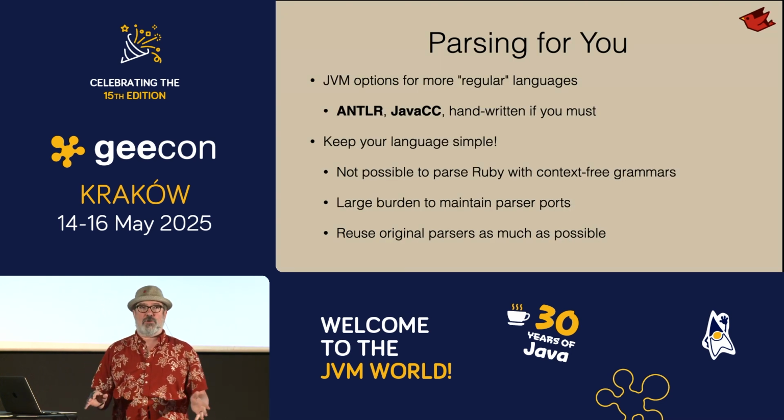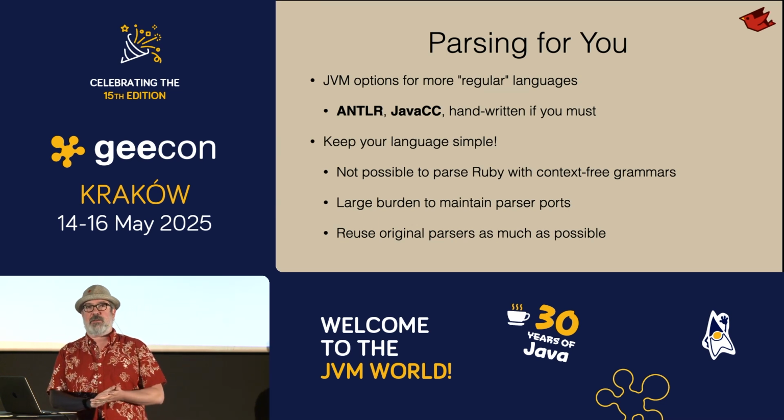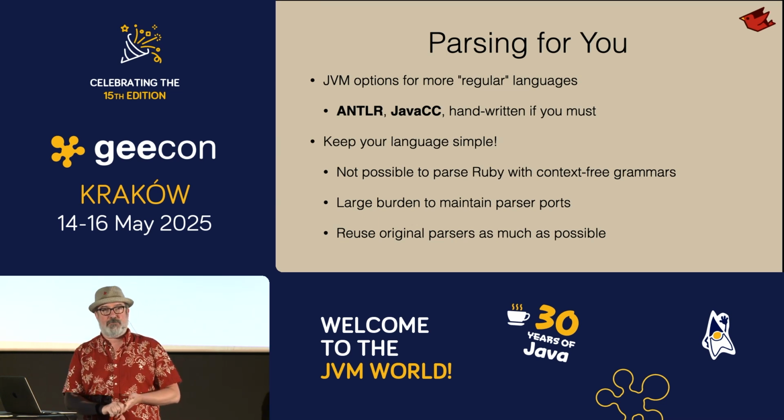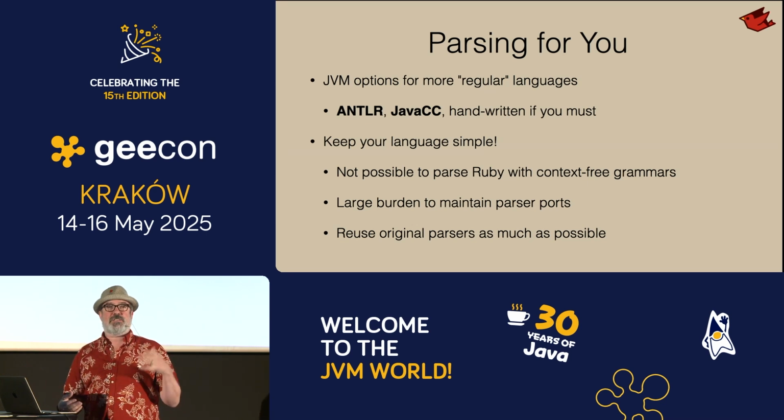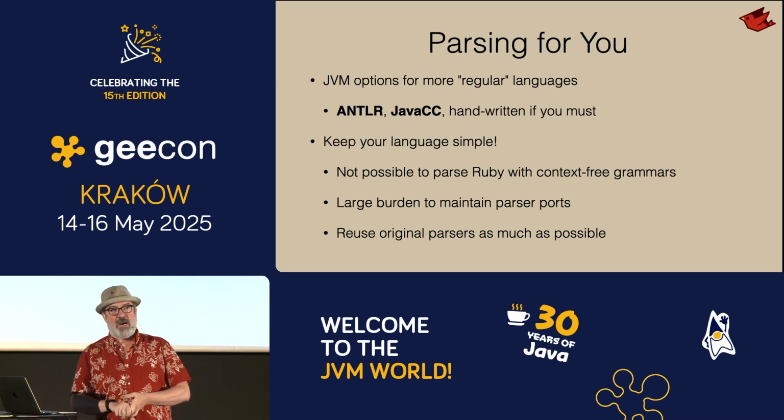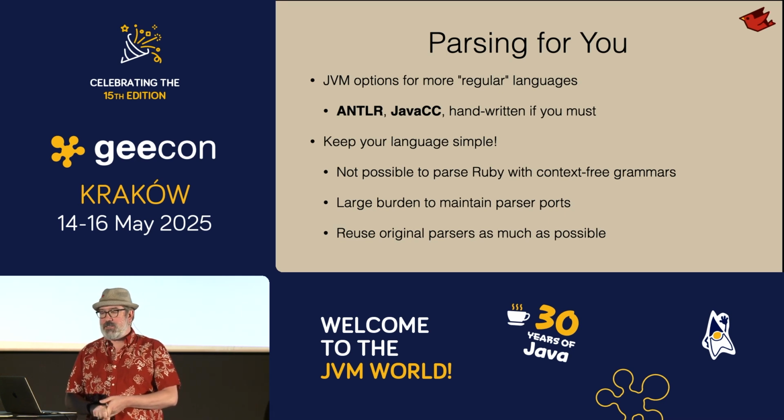So parsing for you: I would definitely recommend trying to keep a language that you're developing simple. If you must use a language that exists out there already, or you're bringing an off-platform language to the JVM, try to use the original parsers as much as possible. If you're designing a new language, stick with parser generators like ANTLR or JavaCC. Try to keep your grammar regular. Try to avoid some of the complexities that are in Ruby. As much as Ruby folks love the language, we all accept that it is a very complicated grammar, and it's a big challenge for getting Ruby on other platforms.